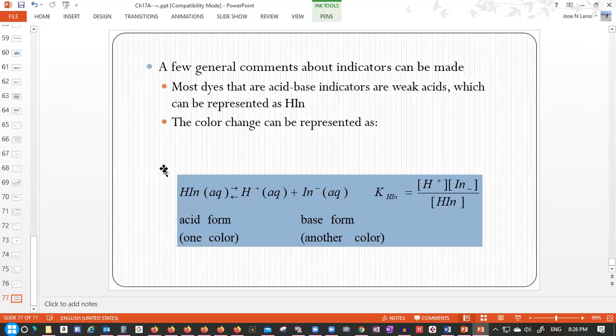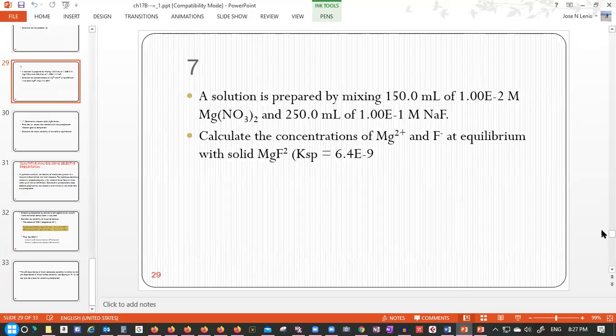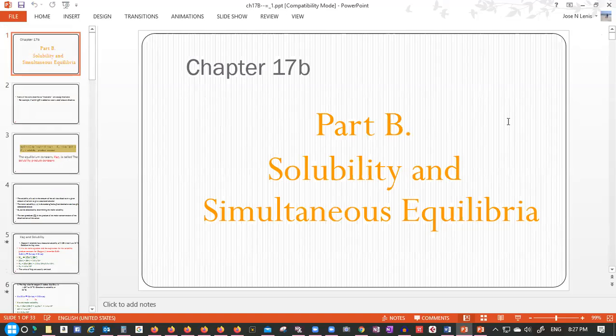Indicators, we talked about indicators already, so you can go back to one of the previous videos to check about acid-base indicators. Our next chapter, oh sorry, not the next chapter, the second part of this chapter, chapter 17, and we call it chapter 17b. We continue doing equilibria of acids and bases, but now we're going to talk about solubility and simultaneous equilibria.